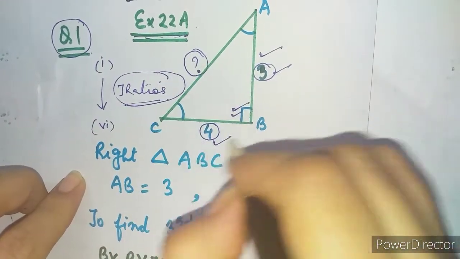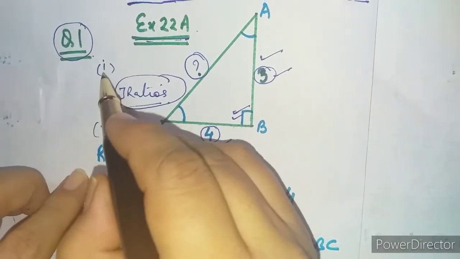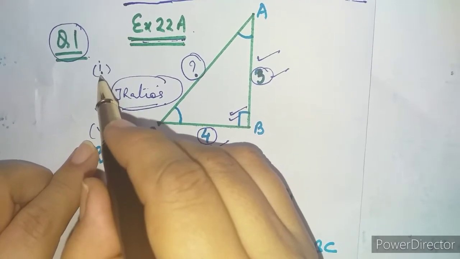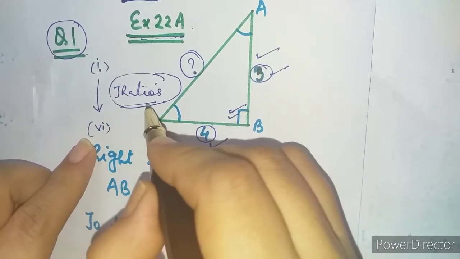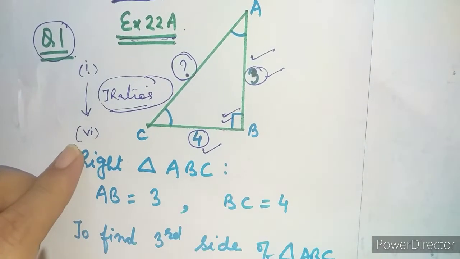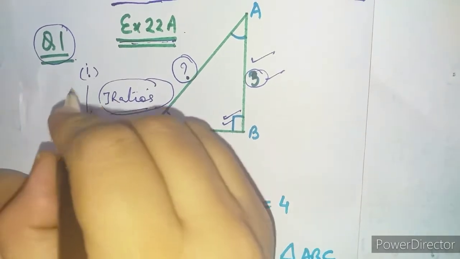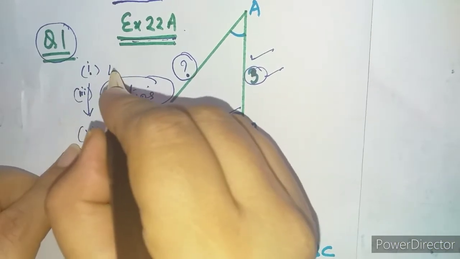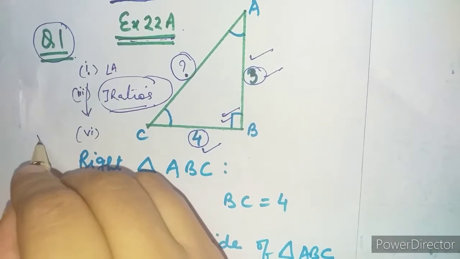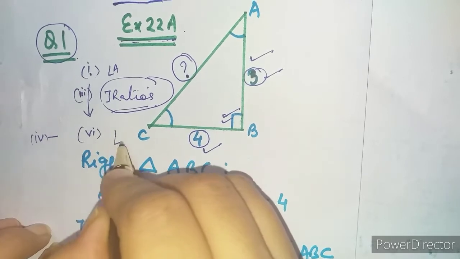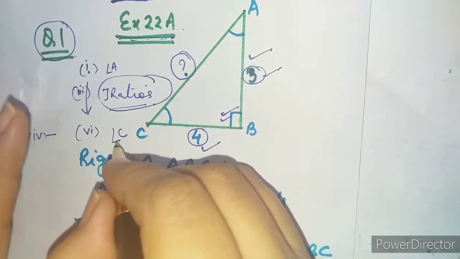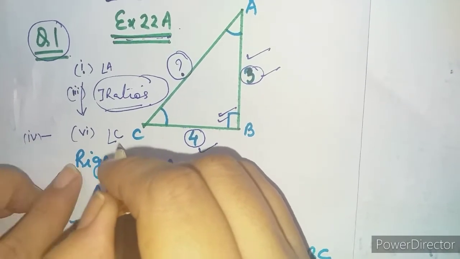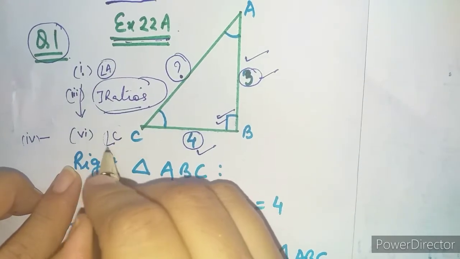With the help of this triangle, the question says find the values of parts number 1 to 6. Those are all trigonometric ratios. Did you notice one thing? Please see the question again: parts 1 to 3 are with angle A, but parts 4 to 6 are with angle C. I will explain clearly what is the meaning of angle A and what is the meaning of angle C.